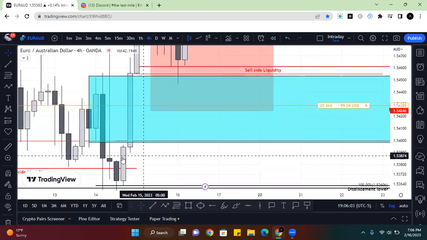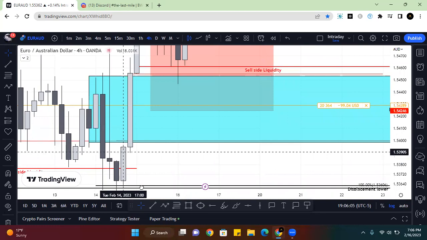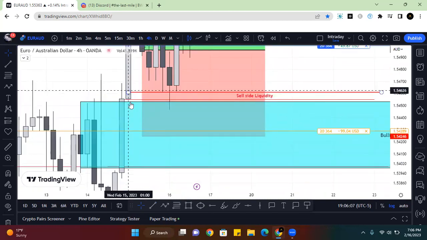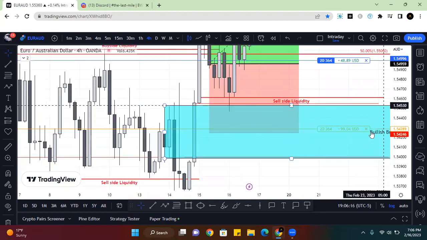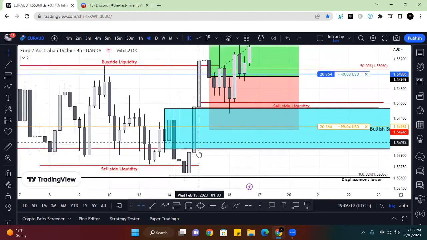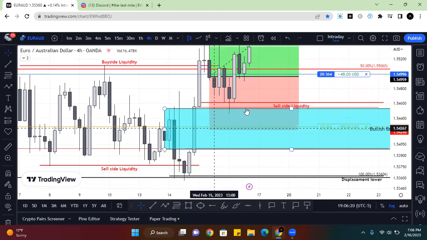Between this candle's high right here and this candle's low right here. Drop a one in the chat box if you see that. So now you have a bullish breaker in discount territory with a fair value gap that would be an ideal fair value gap deep in discount territory.